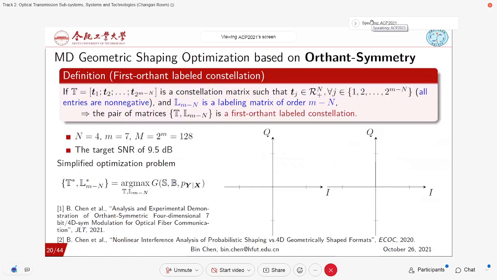And the idea we use is we give a definition of the first-orthant labeled constellation. In this idea, instead of optimizing the 4D constellation in the whole 4D space, we only optimize the constellation in the first orthant.